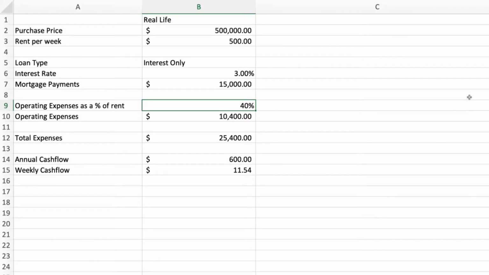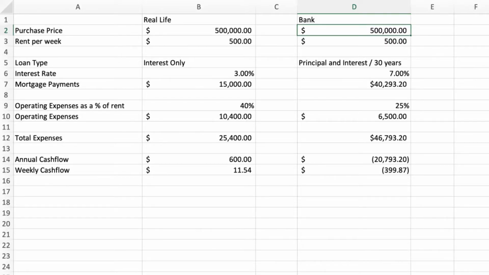Now, operating expenses in this example, I've worked on 40% of the rent received, which is $10,400. So total expenses work out to be $25,400 and the total income $26,000. So therefore, the annual cash flow is positively geared by $600, which means $11.54 per week positive income.